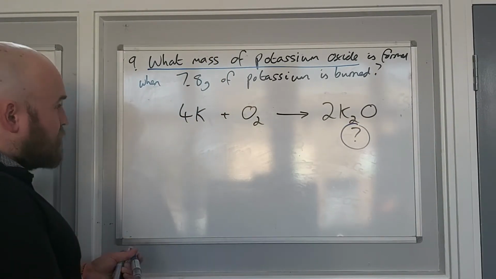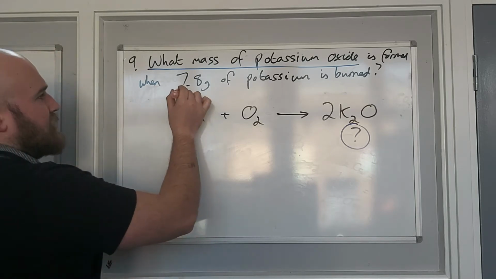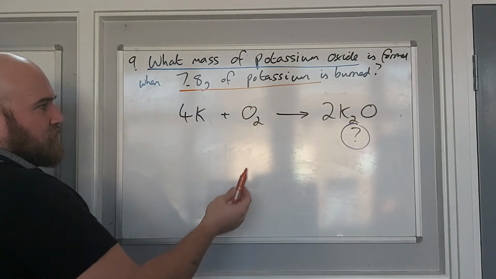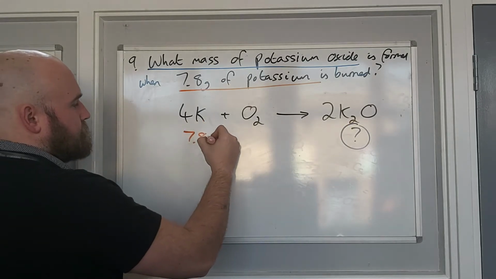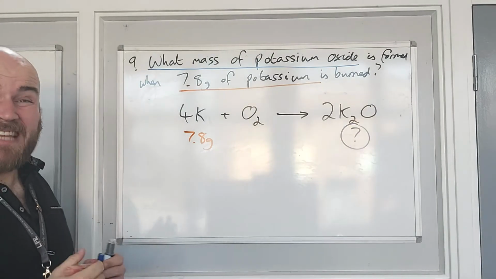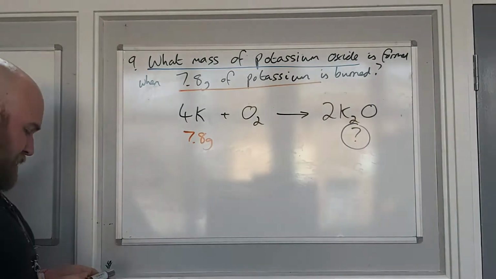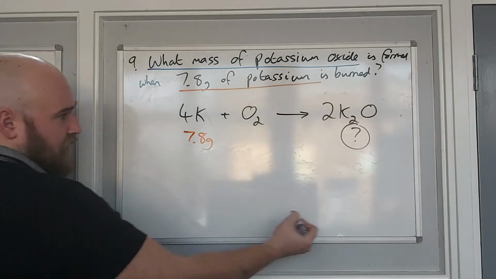Is formed when 7.8 grams of potassium is burned. So it must have potassium in it. It can't be that. So it must be pure potassium, which is over here. Right? And again, I'm going to set out my grid exactly the same way. So I'm starting here, and I'm going to end up over there.